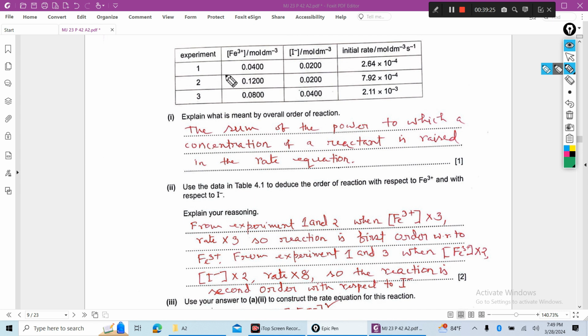From experiment 1 to 2, if the concentration of iron(III) ion doubles, the rate doubles. So the reaction is first order with respect to iron(III) ion. From experiment 1 to 3, if the concentration of iron(III) ion doubles and the concentration of iodide ion doubles, the rate becomes 2 times for this and 4 times for that, so the total rate increases 8 times. So the reaction is second order with respect to iodide ion.